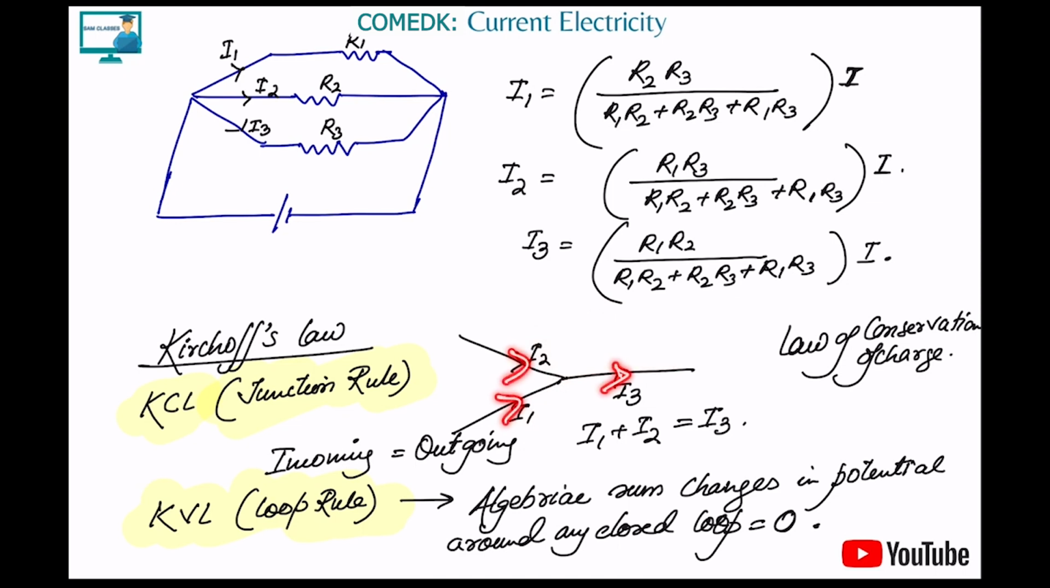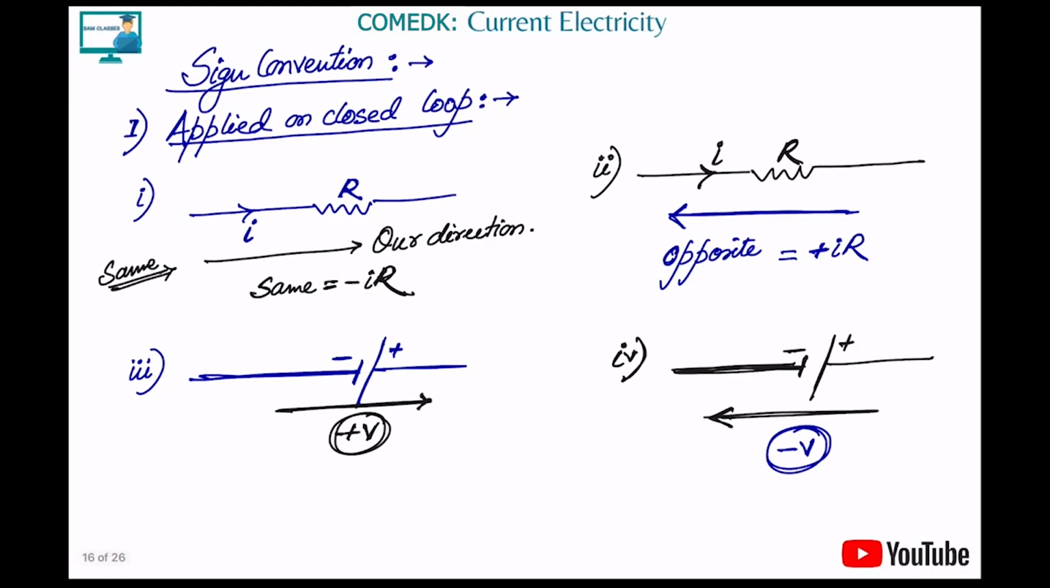Correct. So, that's it. Next, KVL, we apply the loop rule. Now, what is the loop rule? The algebraic sum of the changes in the potential around a closed loop is 0. So, we'll see how we apply the KVL. Very simple. Don't get too confused. But before that, we need to understand the sign convention.